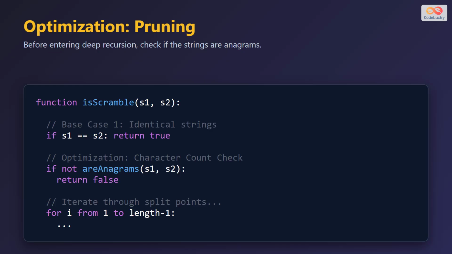A naive recursive solution will be very slow. One simple optimization is pruning. Before we make any recursive calls, we quickly check if the current substrings are anagrams. If they have different character counts, we immediately return false, saving us from exploring a useless branch.